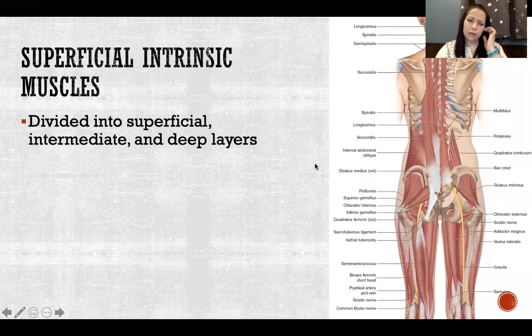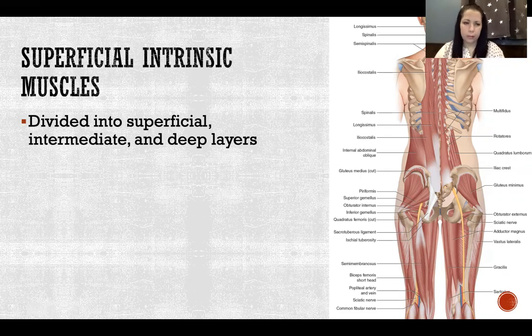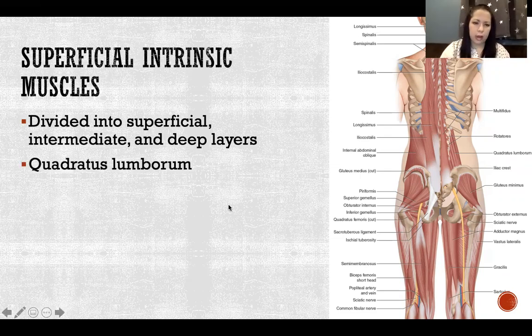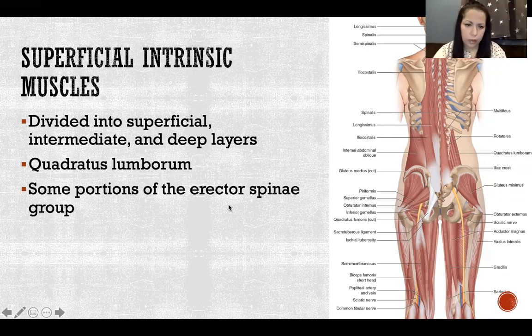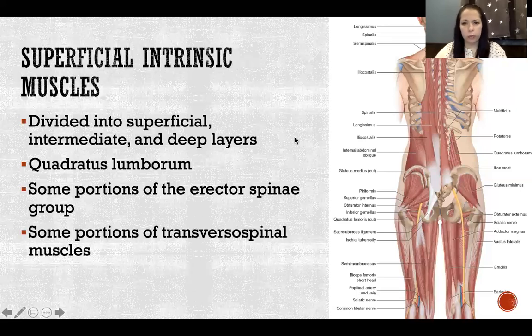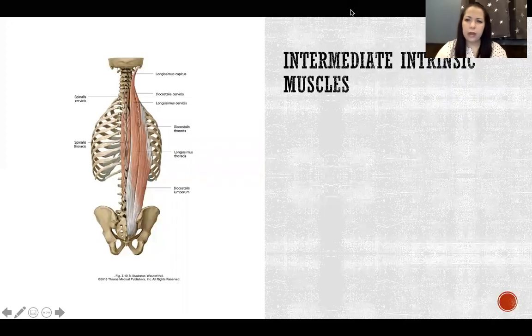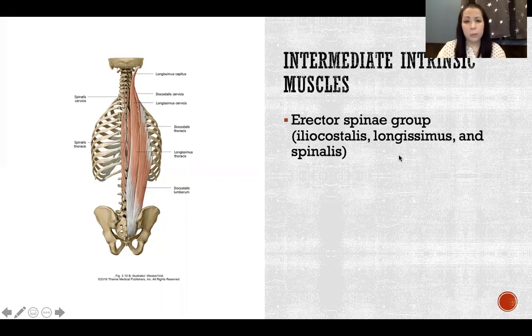So the intrinsic muscles are divided into three layers. We have the superficial layer, the intermediate layer, and the deep layer. So in the superficial layer, we include quadratus lumborum, and then the more superficial portions of the erector spinae group, and the more superficial portions of the transversospinal muscles. Then we get to the intermediate layer, and it's basically the rest of the erector spinae group. So here we're talking about iliocostalis, longissimus, and spinalis. Okay, so the rest of the erector spinae group that is at a deeper level than the superficial portions.